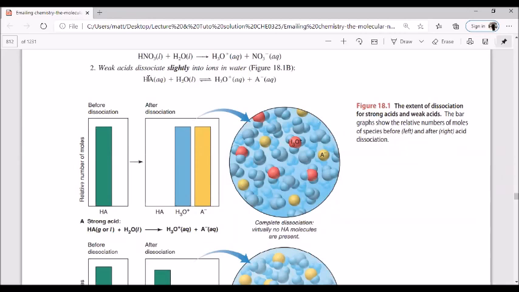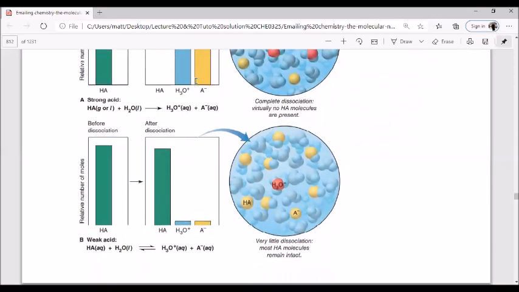Okay, if you write the equation, this is a weak acid. HA, a weak acid, reacts with water to form hydronium ion, H3O+, and A minus. However, because it is slightly dissociated, we use a reversible arrow. That means the process can form equilibrium, with the forward reaction and backward reaction at the same rate. You can see these figures.